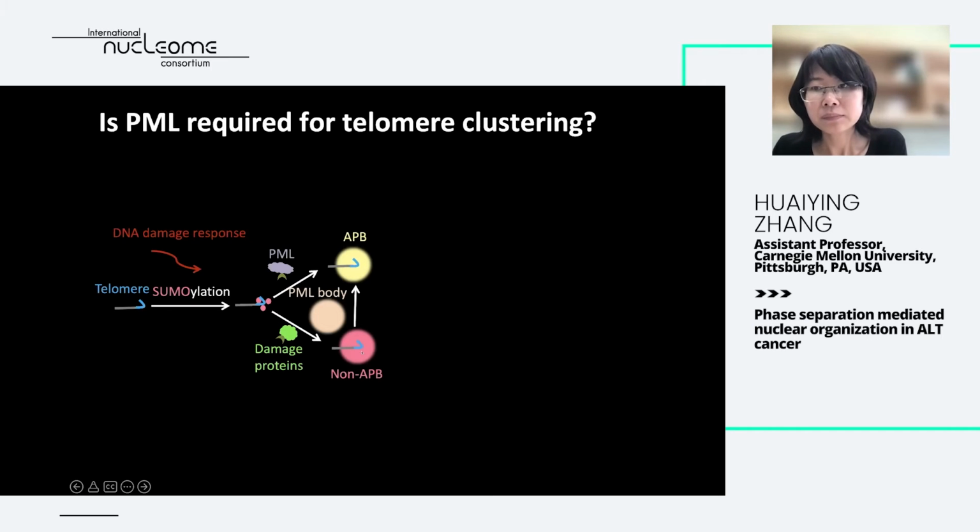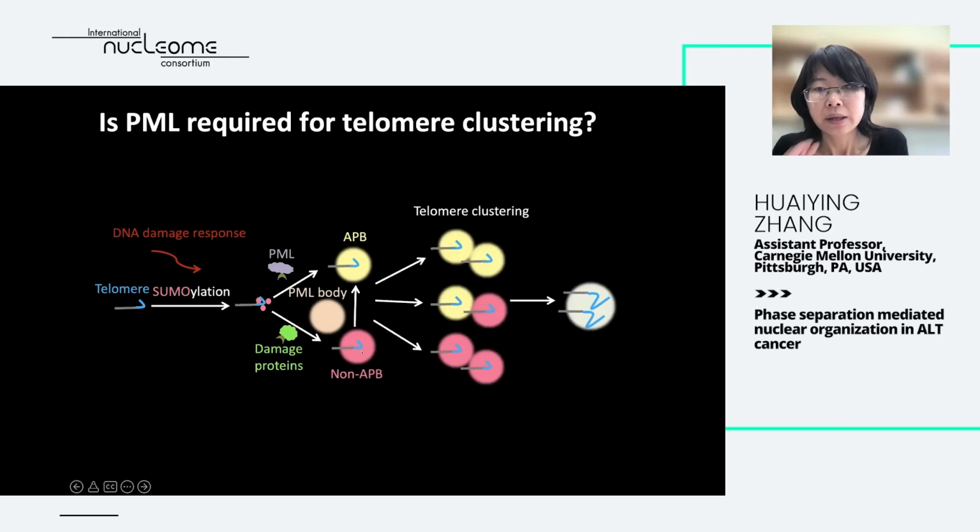And so this would indicate that if we have a non-APB condensate formed on the telomere and we have APBs, there may be multiple ways that telomeres could cluster together. In addition to the APB clustering that we hypothesized, there would be APB clustering with a non-APB condensate, and there will be fusion between a non-APB condensate and another non-APB condensate on telomeres that leads to telomere clustering.